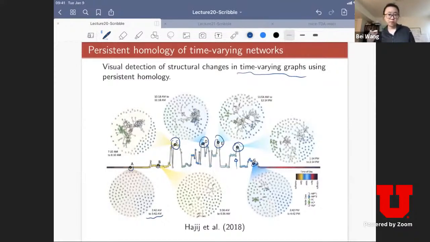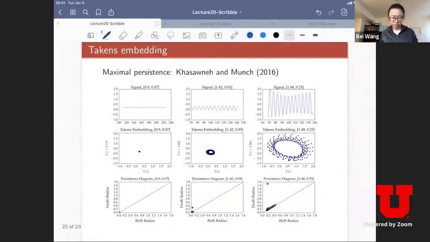And in this case, you can basically use the persistent homology profile to classify or study structure transitions between social networks. There's another one, and again, this is a picture of token embedding. So you have a different type of signal on top. The middle picture is the token embedding, which is the delayed window embedding we have been talking about, and it's a projection of that embedding. And the third one is looking at the persistence diagram of those embeddings.